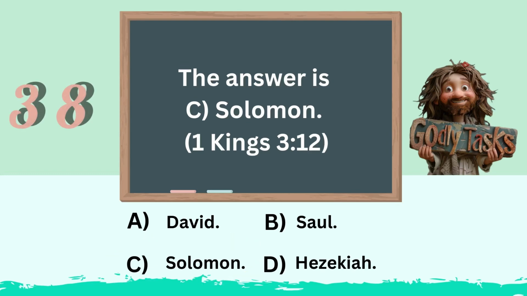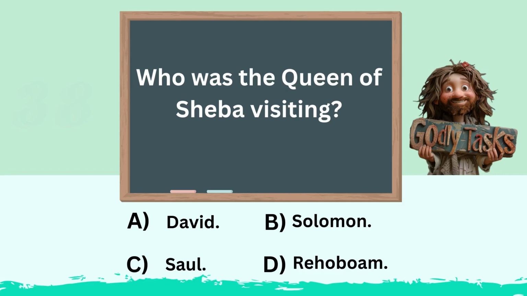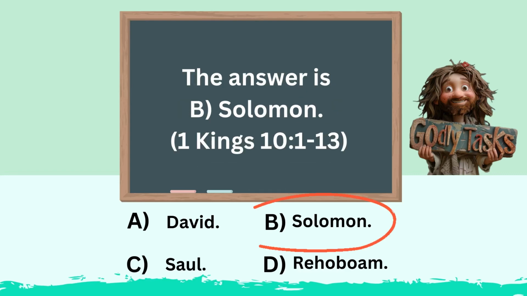Question 38. Who was the Queen of Sheba visiting? A. David. B. Solomon. C. Saul. D. Rehoboam. The answer is B. Solomon, 1 Kings 10:1-13.